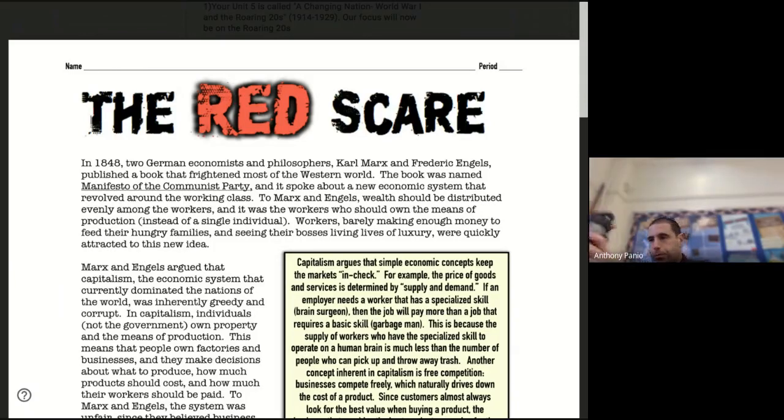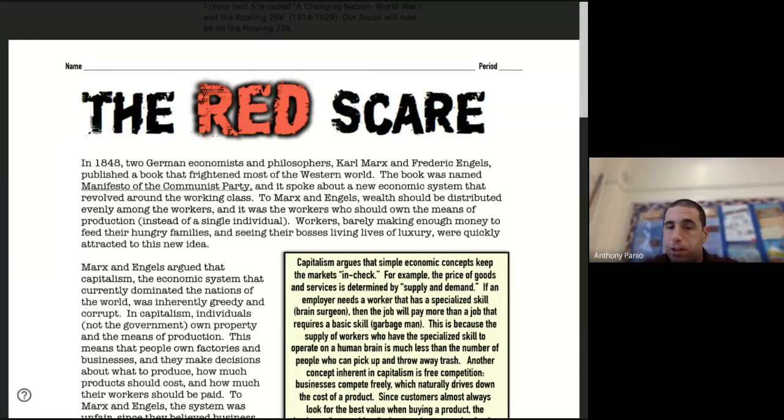Okay. So communism and socialism is kind of a very new thought comparatively in history. All right, it started really in 1848. In 1848, two German economists and philosophers, Karl Marx and Friedrich Engels, published a book that frightened most of the Western world. The book was named Manifesto of the Communist Party, and it spoke about a new economic system that revolved around the working class.